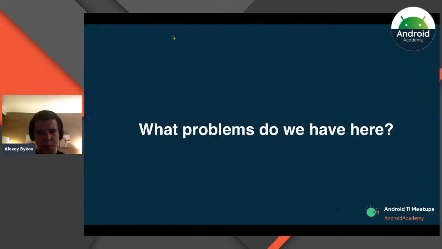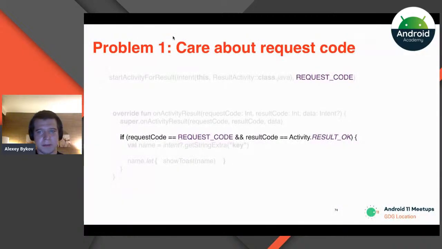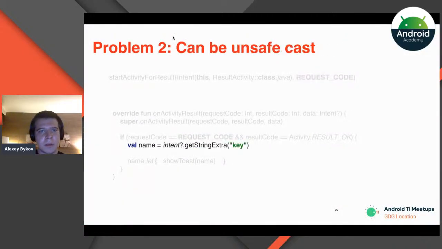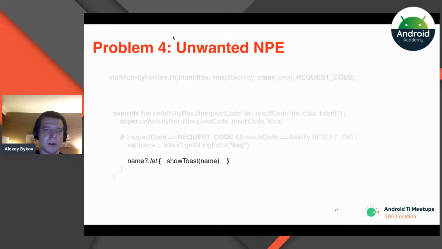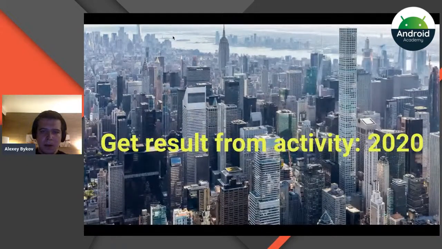Let's try to catch what problems we have here. Actually, pretty much the same. We still need to care about the request code, which is quite annoying. There can be an unsafe cast here, and there can be an exception. We should care about the key. We can catch an unwanted null pointer exception as well. Let's try to get rid of all of them.